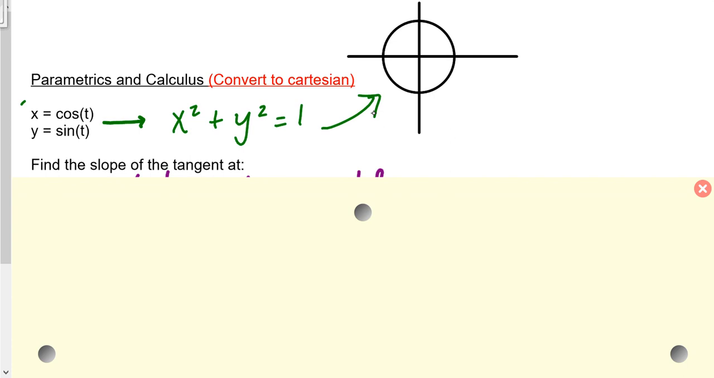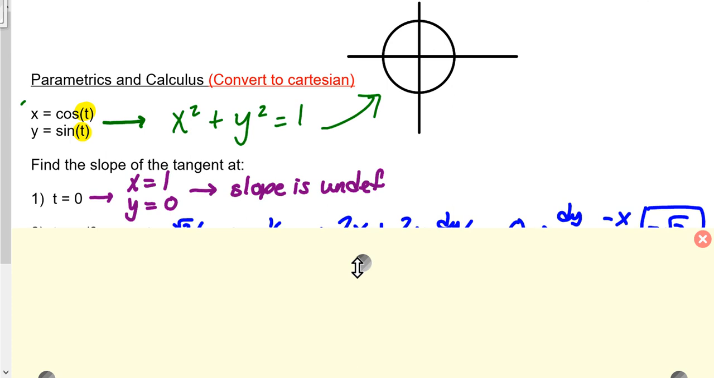Question 1 said to find the slope when t equals 0. If I substitute in 0 for the t value in this pair of parametric equations, I get the coordinates x equals 1 and y equals 0. That, located on this circle, is over here, and at that point, the slope of my tangent line, which is what slope on a curve means, is undefined because the tangent line is a vertical line.